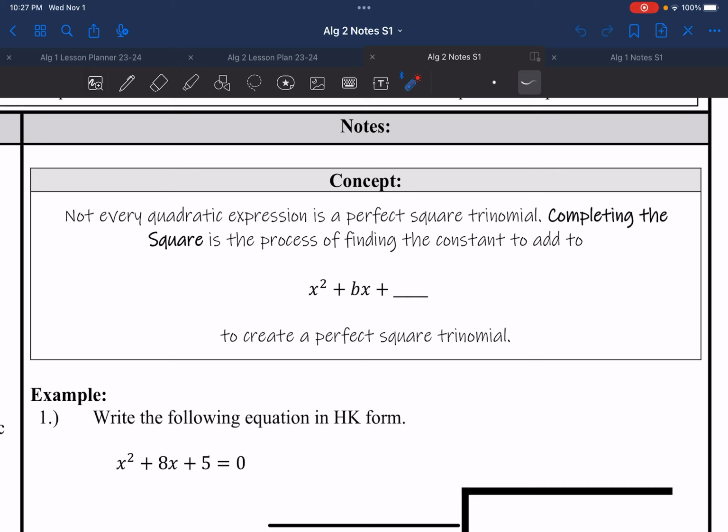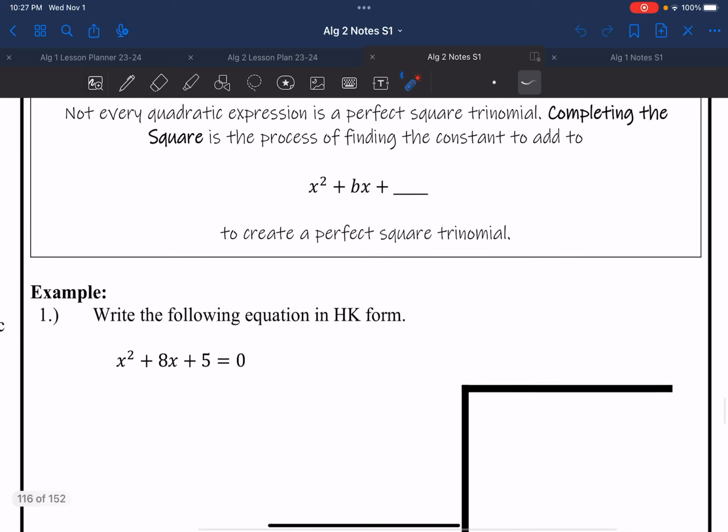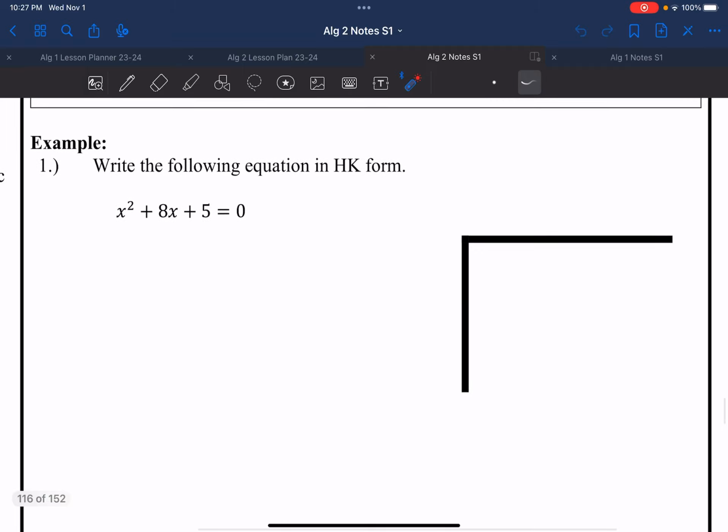We're still going to try to make it into a perfect square, but we're going to be looking for how many pieces are missing from our model. It's kind of like the last question I gave you at the end of the period on Tuesday. Let's take a look at the example and you'll see what I mean. The first example says write the following equation in HK form, and solve.